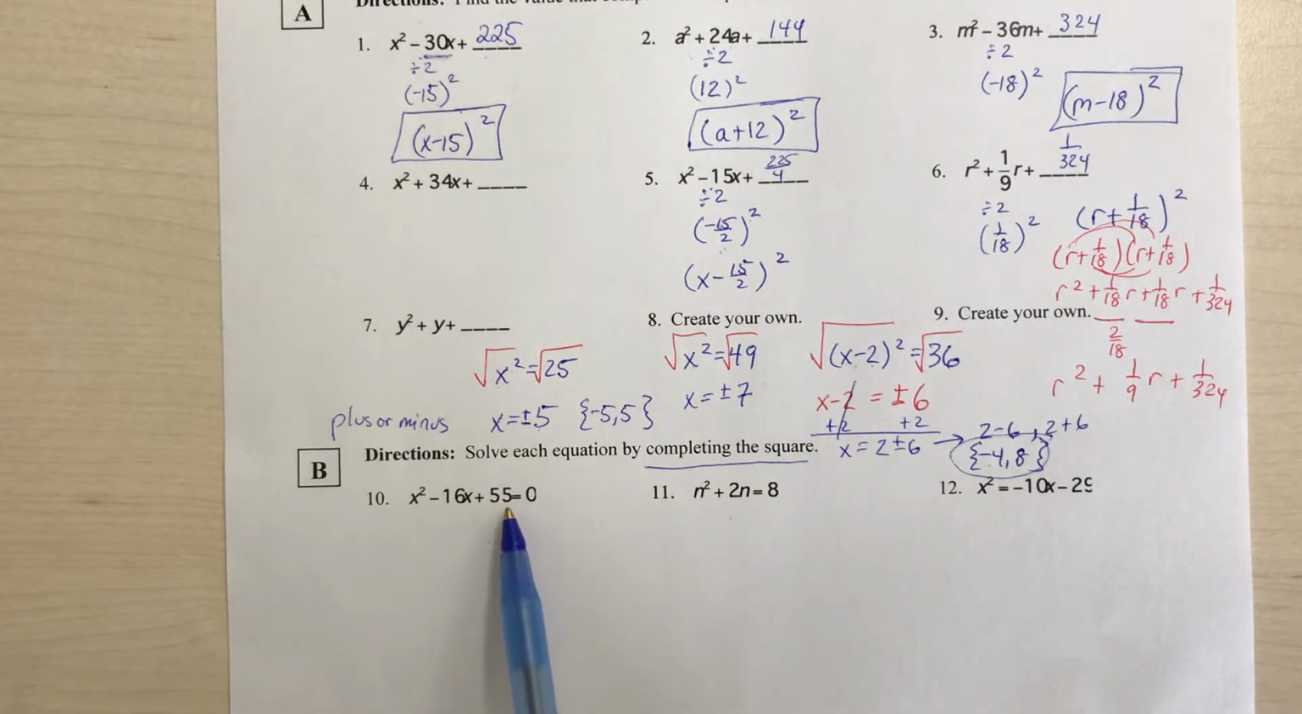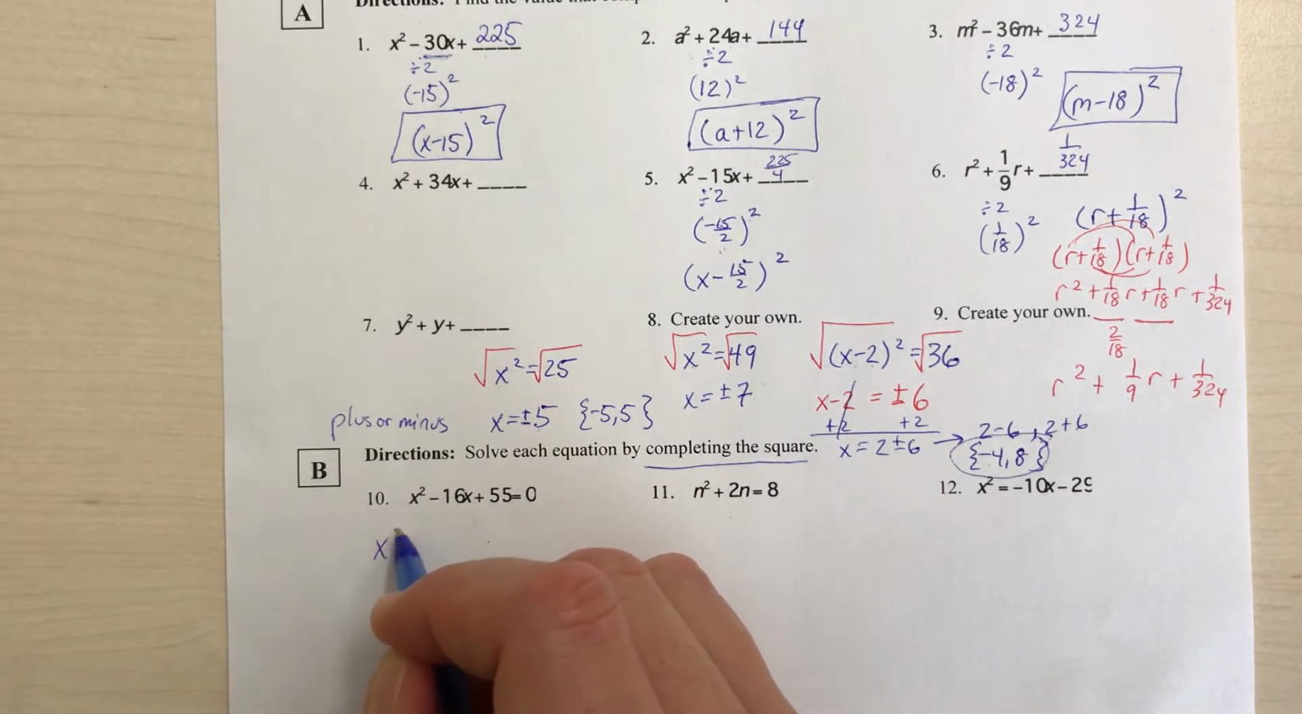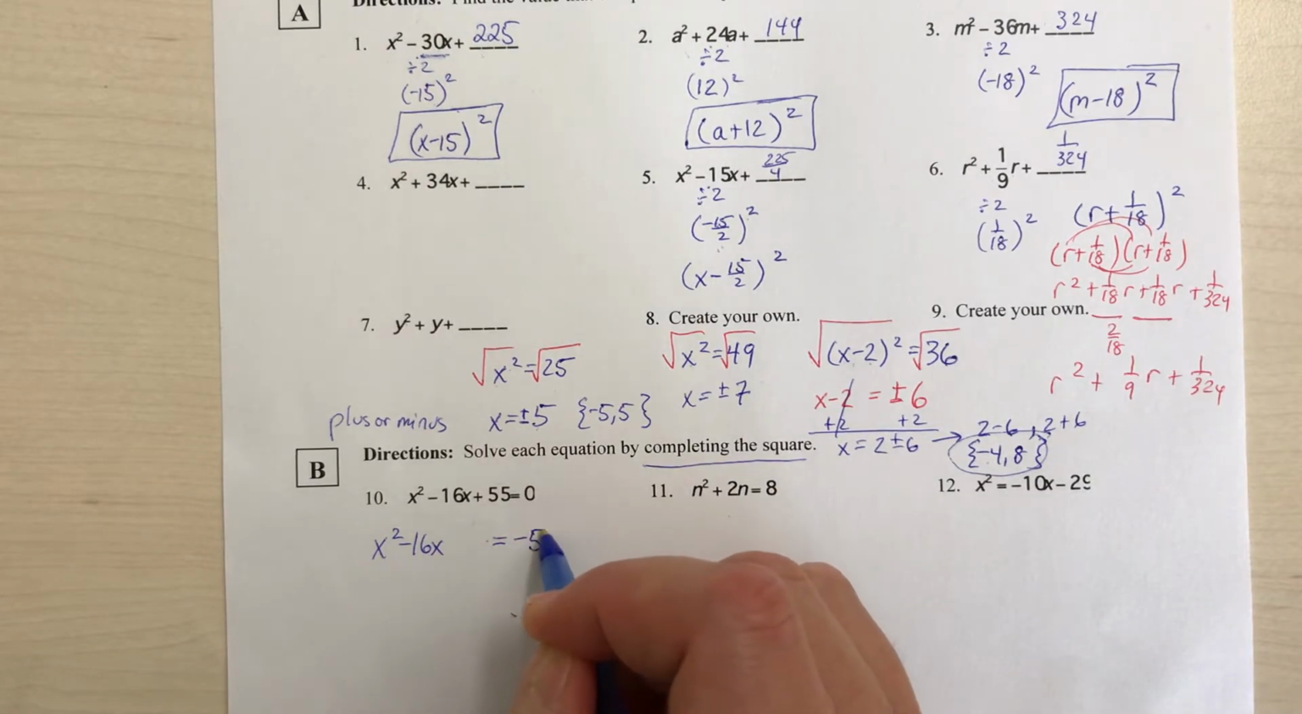When we want to factor it, we need everything on one side equal to 0. If I was going to complete the square though, I would keep my x terms, my x squared and my x term, on the same side. And I would move the positive 55. I'd move the constant to the other side. So what I'm going to do is subtract 55 from both sides. And we get x squared minus 16x equals negative 55.